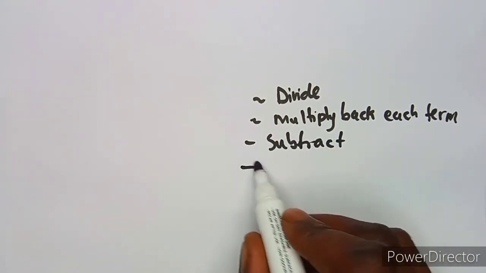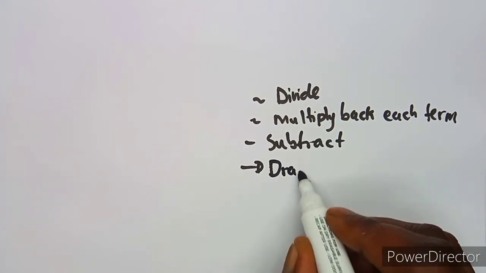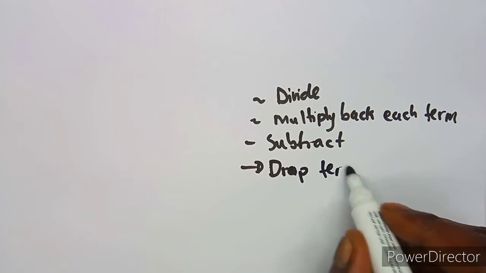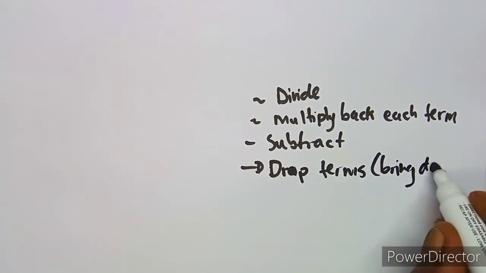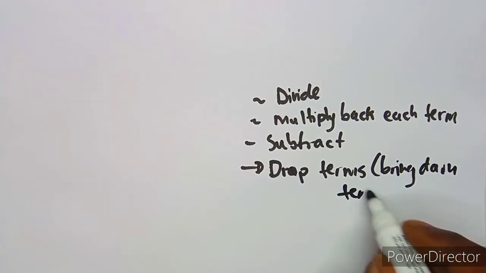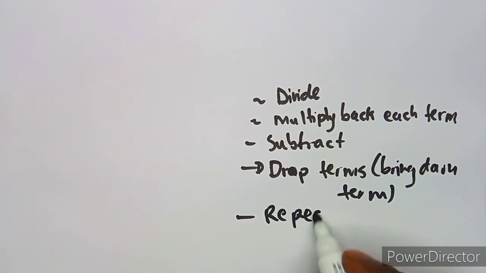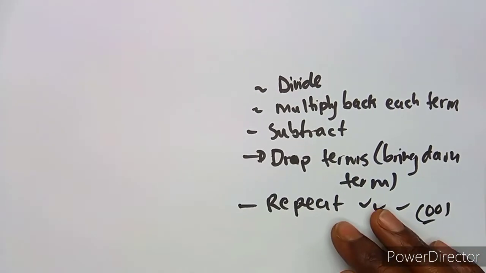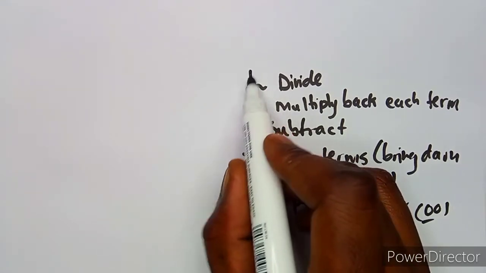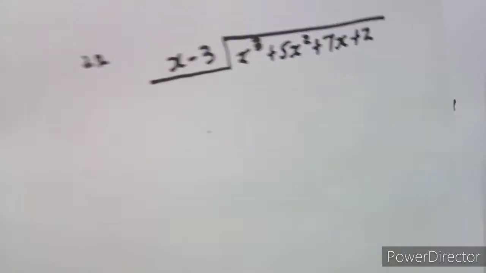Okay, then you repeat: drop terms, or bring down terms, then you repeat until you obtain a 0. Okay, so those are the stages that you're going to have: 1, 2, 3, 4, 5. All right, so let's just see.